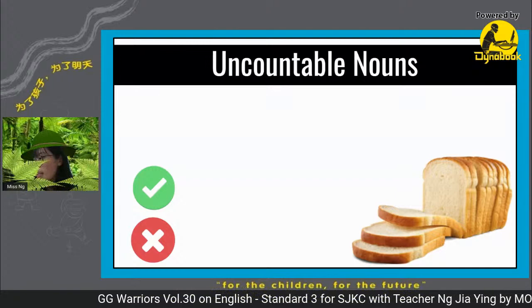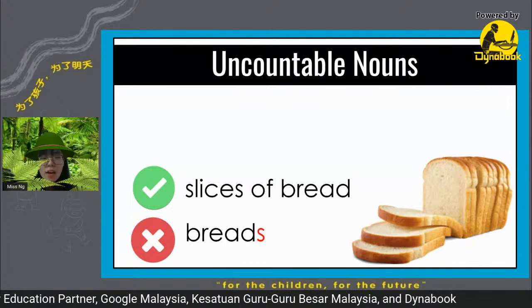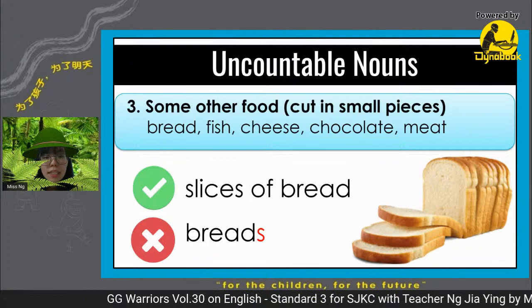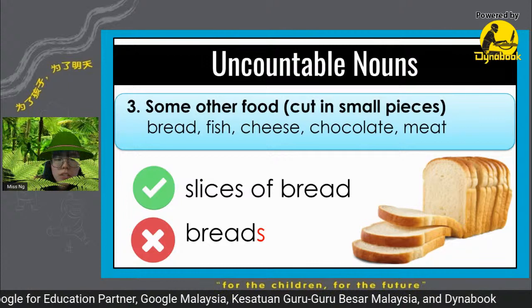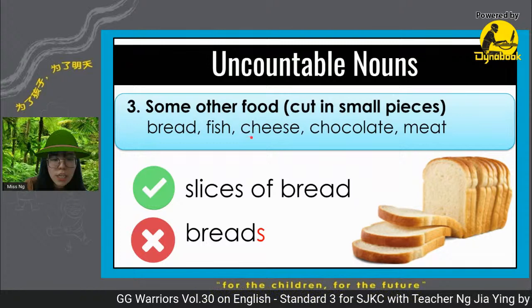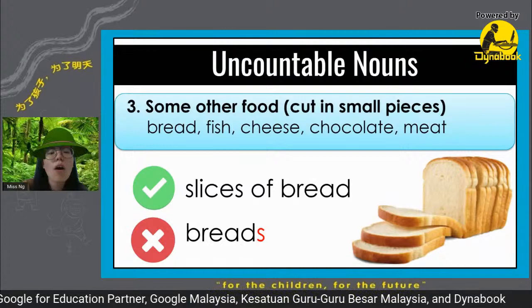If you want to see, there are a lot of bread. You can see here, you cannot say they are breads. No, okay? If you want to say it, we can say they are slices of bread. 他们是一片一片的面包. So as you can see, there are some other foods. If you need to cut it into smaller pieces, 那么就是你必须要把它切成一小块来吃的话呢，他们也是 uncountable nouns. We also count them as uncountable. Okay, so what do we have here? For example, bread, fish, cheese, chocolate, and also meat. So all these foods, we cannot count them because they need to be cut into smaller pieces to eat.